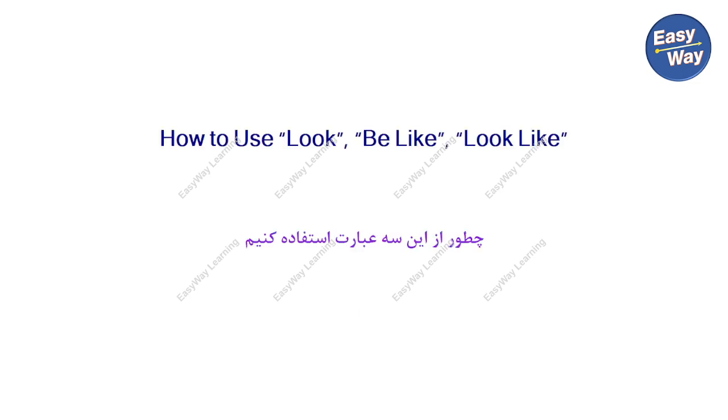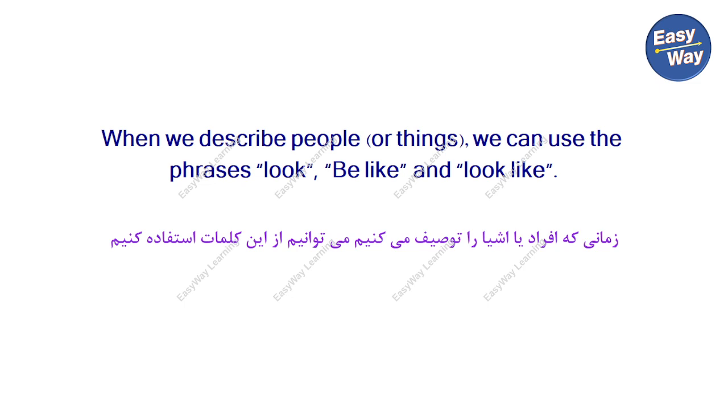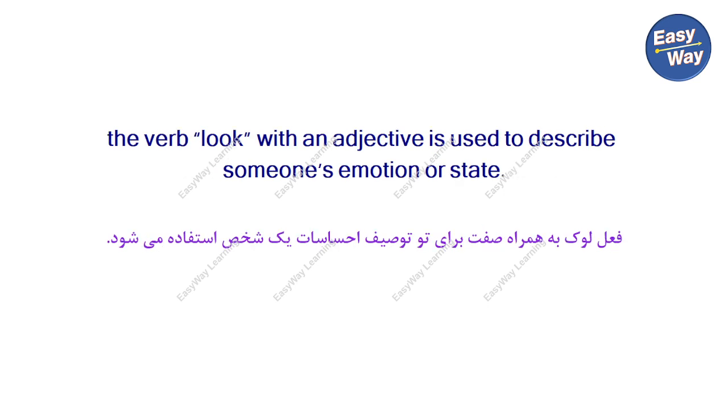How to use look, be like, look like. When we describe people or things, we can use the phrases look, be like, and look like. The verb look with an adjective is used to describe someone's emotion or state.